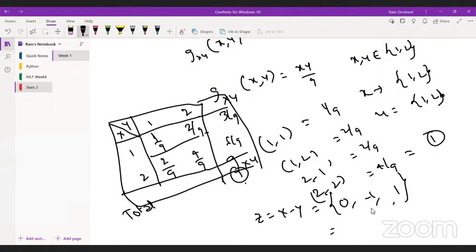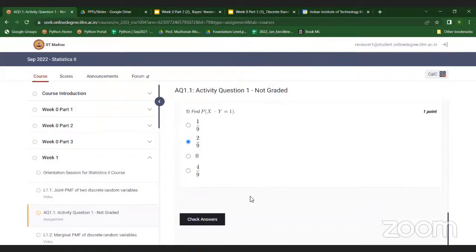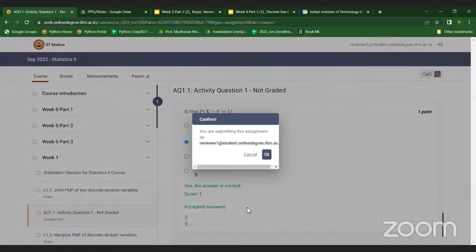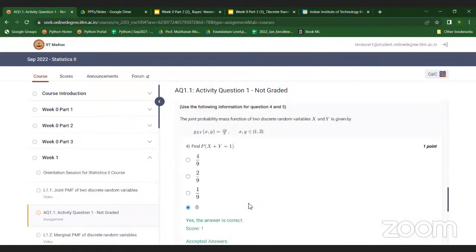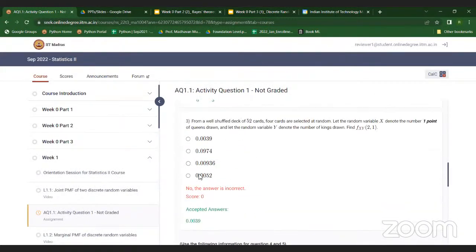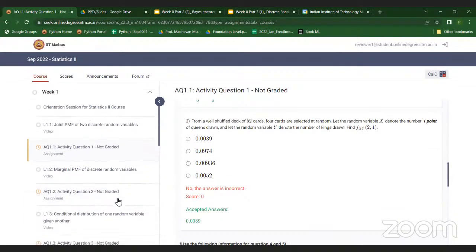So what do we have here? They are asking for x minus y equals 1, right? X minus y equals 1 can happen only when x equals 2 and y equals 1. Correct? In this case, it's going to be 0. In this case, it's going to be minus 1. It's going to be 0 here. So what's the probability that x minus y equals 1? 2 by 9. Perfect. Clear? Yes, sir. We did one mistake here, we did not solve this, so that's it. Activity 1.1 is clear.